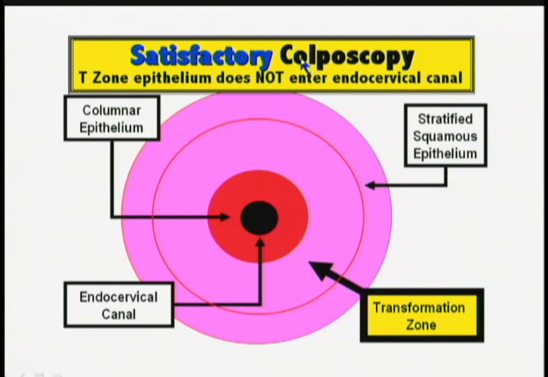When we look with the colposcope, we want to look to see, is the transformation zone with or without any lesions? This is the old squamous columnar junction, this is the new squamous columnar junction, and this is the area that we have an interest in. Firstly, does the squamous epithelium extend into the canal? And you can see here it doesn't. This is called a satisfactory colposcopy. The transformation zone epithelium does not enter into the endocervical canal.